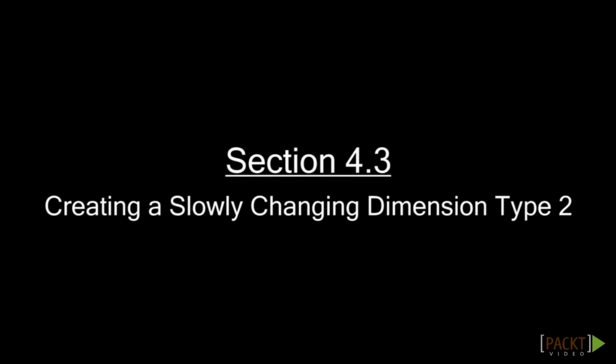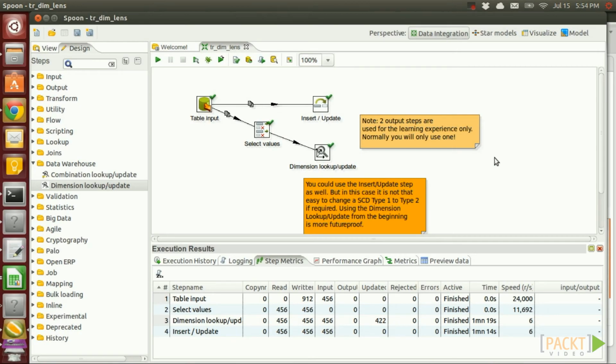Welcome, ladies and gentlemen, to the third part of the slowly changing dimensions section. Previously, we had been looking at populating a slowly changing dimension of type 1, where we didn't want to preserve the history. Now, with our customer data, we want to preserve the history, so we'll be looking at creating a transformation to populate a slowly changing dimension of type 2.